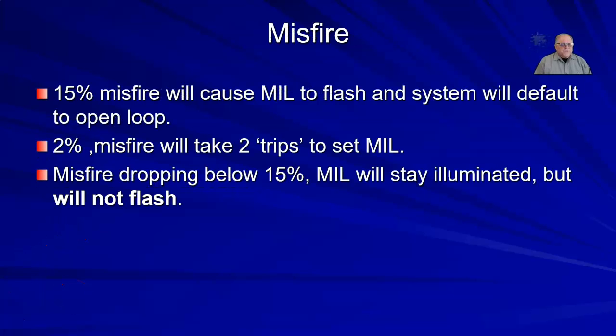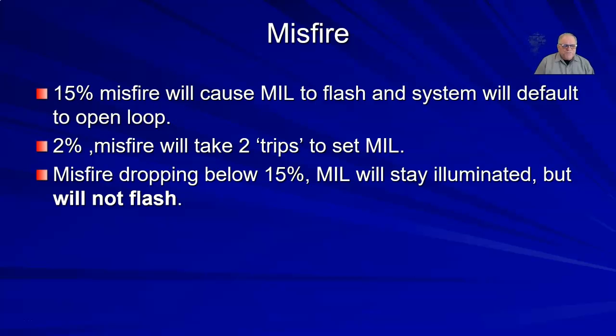A 15% misfire is going to cause the check engine light to flash. Whichever cylinder is misfiring, it will set the code. So if it's cylinder number 2, it's going to set a P0302. The check engine light's going to be flashing, letting you know that there is a misfire. The reason they flash that light at you is that they want you to back out of the condition, whatever's causing the misfire.